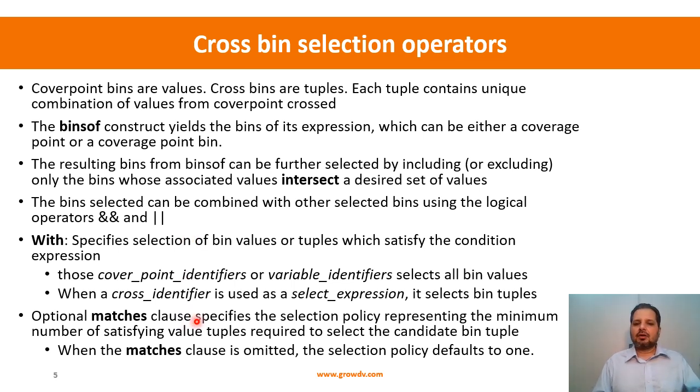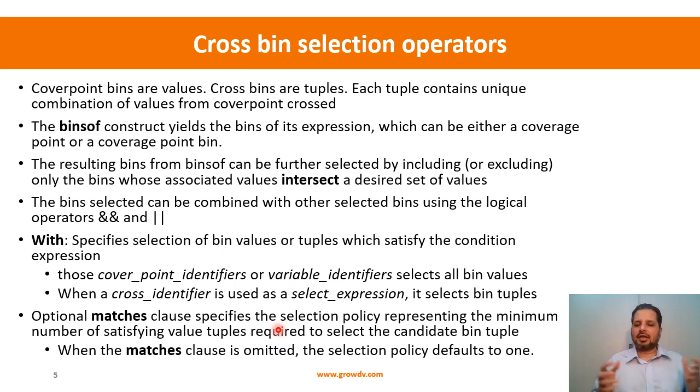Along with this, the third operator is an optional operator called matches, and what it does is it represents a selection policy where there should be a minimum number of satisfying tuples. This is only applicable for cross bins. Tuples are required to select a candidate bin tuple. So either I could be using a selection criteria with matches, or I can use with and then matches, or I can do bins of, filter it using with, and then go to matches. What it is trying to control is how many values should match in order for me to define a particular bin.